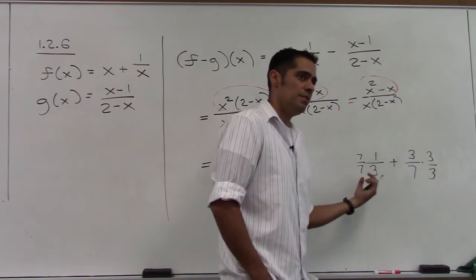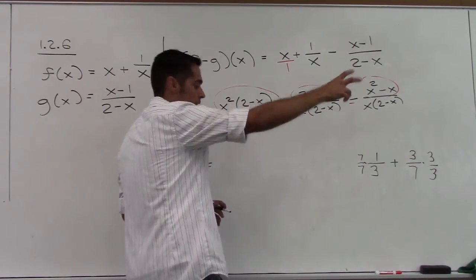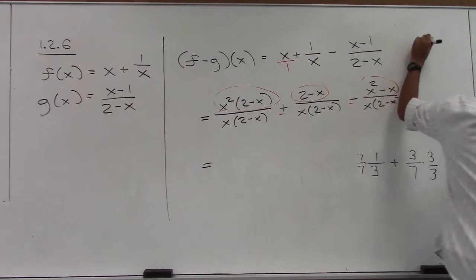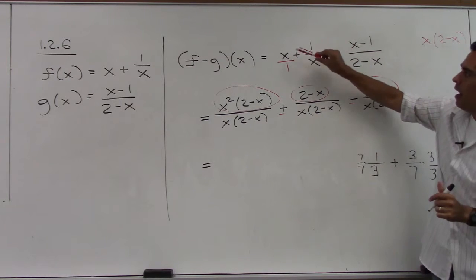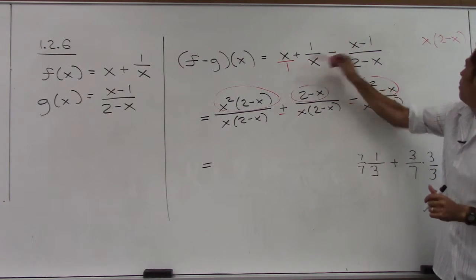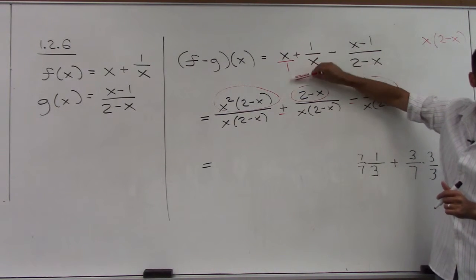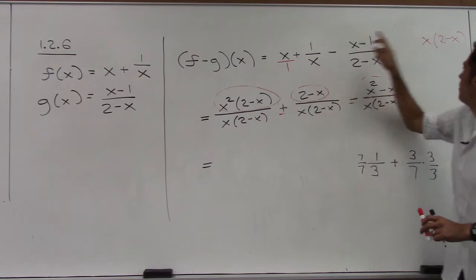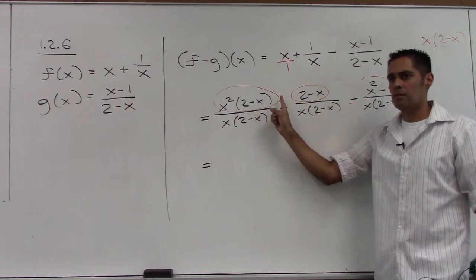Both of the bottoms, same exact story, except I'm using that LCD that I erased. And I'm saying, okay, on this first one, I need this whole thing down here, right? So I have to multiply this here and here, both places. When I multiply x times this, that's where I get the x squared times the 2 minus x.